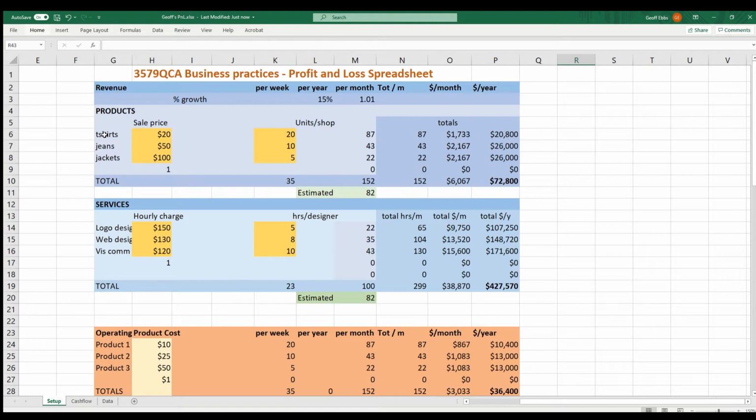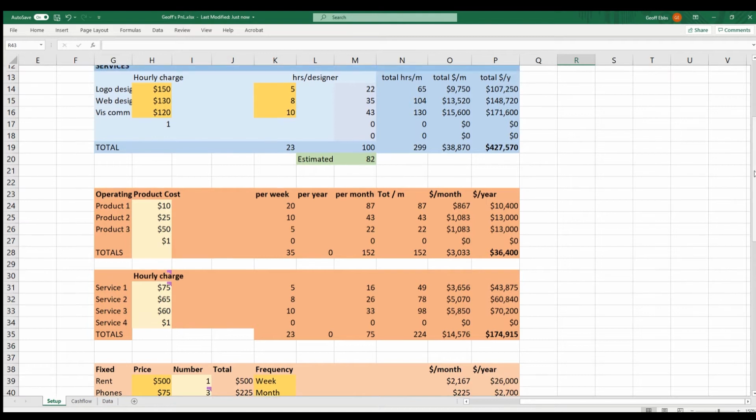So here are some t-shirts that we're selling for $20 each, and we're selling 20 of those a week. Jeans, jackets, or we might be selling a service. So we're charging our clients $150 an hour for logo design, and the designer is doing 5 hours a week on logo design. So all of that revenue adds up nice and quickly. So we're getting nearly $500,000 a year from all of this activity.